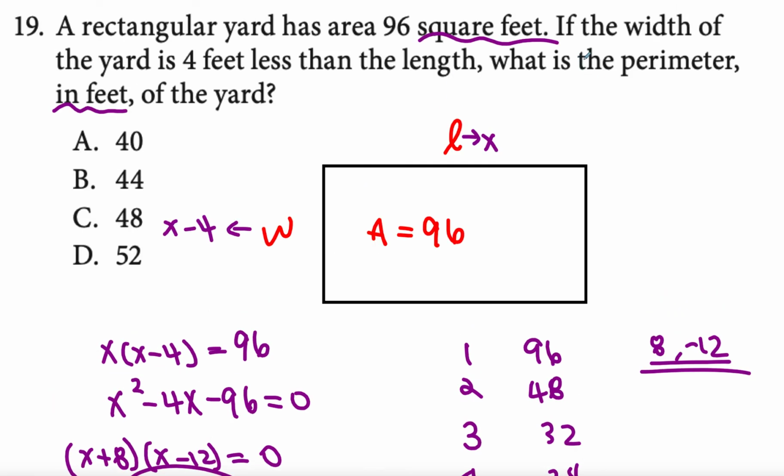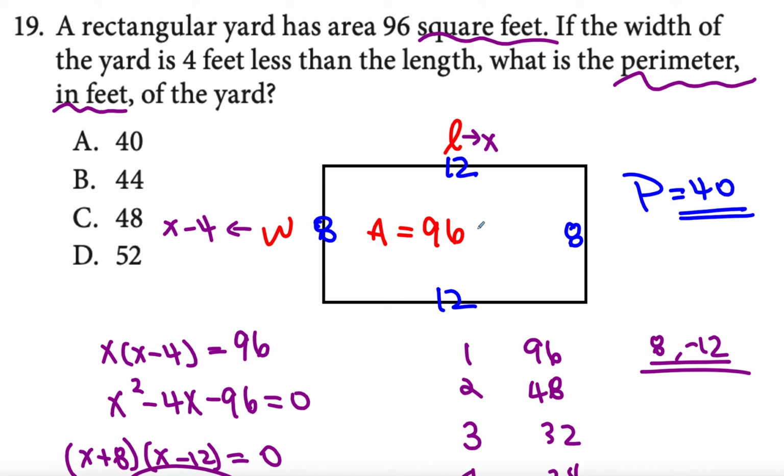Because what they're looking for is the perimeter. How would you be able to find the perimeter? Since the length is 12, this one is 8. Then opposite sides must be equal to each other. So this is also 12. This one is 8. So when you add up 12 and 8 becomes 20. Another 20. So perimeter becomes 40 because you're adding all four numbers here. So choice A becomes the answer.